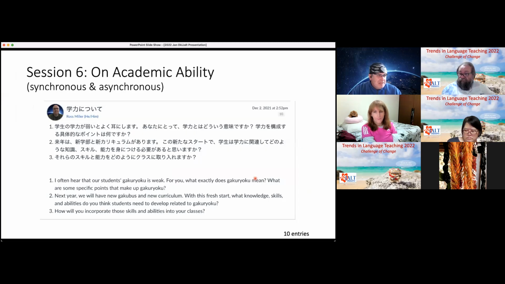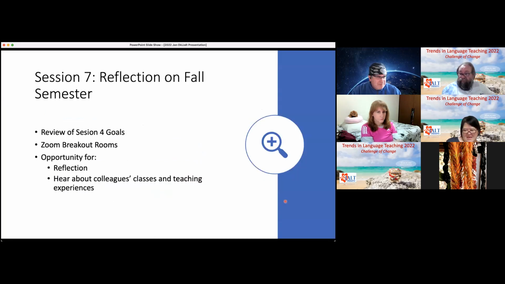And 6 was on academic ability, that they often complain about gakuryoku is hikui, it's low in this school. So what can we do about that? And this was a disappointing, only 10 entries. And in the synchronous session, in several breakout rooms, the conversation just died immediately. Like no one really wanted to talk about this.